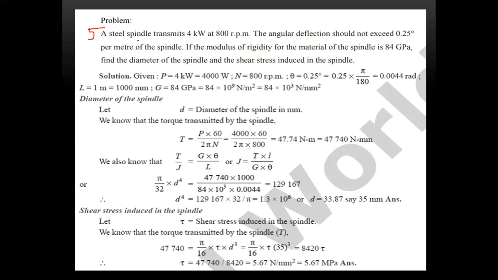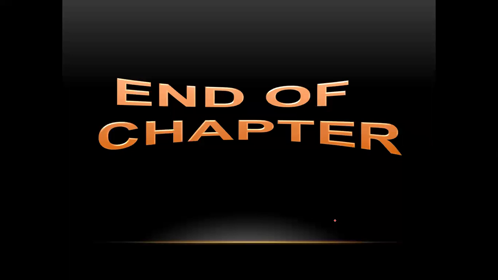Next, fifth problem, that spindle transmits so and so RPM, determine this one. So write the given data. First find the diameter of the spindle by using the T formula. So this is the T formula, we are getting the diameter. Then with this formula, we are determining the D value. So the stresses induced in the spindle, this is equal to this one.